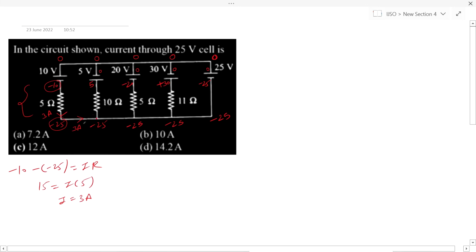Now over here also we'll calculate. The higher potential is 5, the lower is negative 25. 5 minus of minus 25 is equal to I into 10. So 30, again I is 3, from higher to lower. So here also 3 has come.